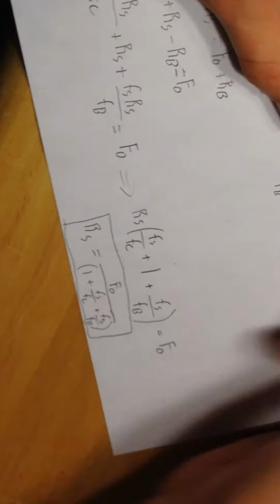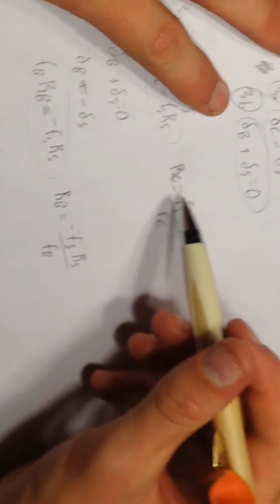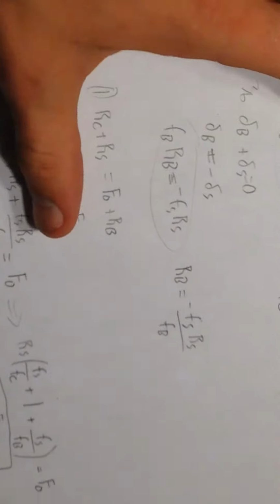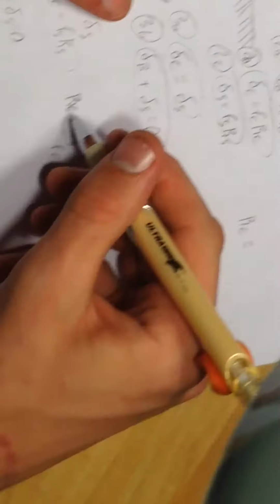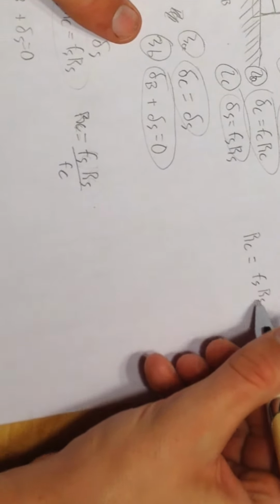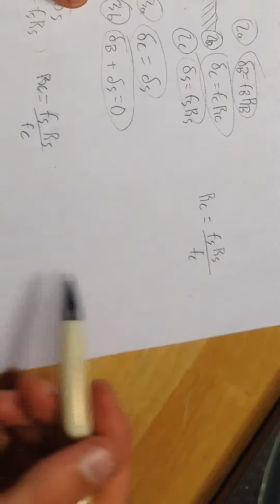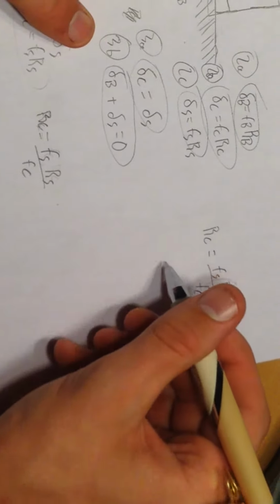So yeah, we're looking for RB, RC, and RS, if I didn't mention that before. So we have RS now. And so now what we can do to find RC and RB is just substitute this value into these two equations. So I'll start with RC. Write what we know. Let's rewrite this equation. RC equals flexibility of S times the reaction at S divided by FC. So now we're just going to substitute this RS here with the quantity we found down there.